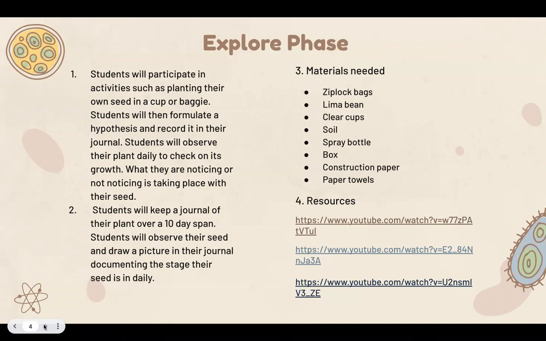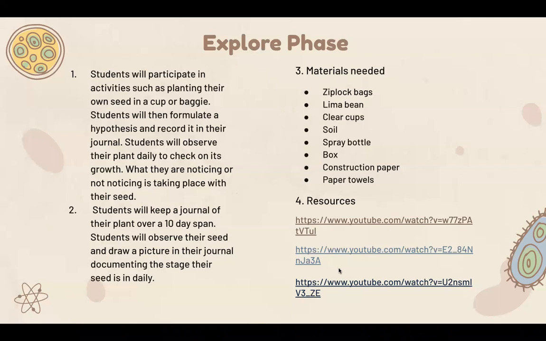So next, students are going to keep a journal of their plants over a 10-day span. And every day they're going to make observations of their seed. They're going to draw pictures and they're going to document the stage their seed is in. Some of the materials they're going to need is a Ziploc bag, a lima bean or any kind of bean, clear cups, soil, a spray bottle, a box, construction paper, and paper towels.